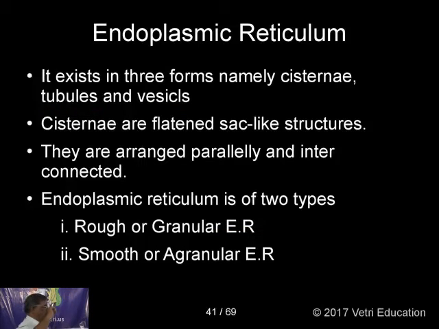This endoplasmic reticulum is of two types. One is the rough or granular endoplasmic reticulum. The second one, smooth or agranular endoplasmic reticulum. So when the endoplasmic reticulum has ribosomes on its outer wall, those are called rough endoplasmic reticulum. When there are no ribosomes attached to the endoplasmic reticulum, that is called smooth or agranular endoplasmic reticulum.